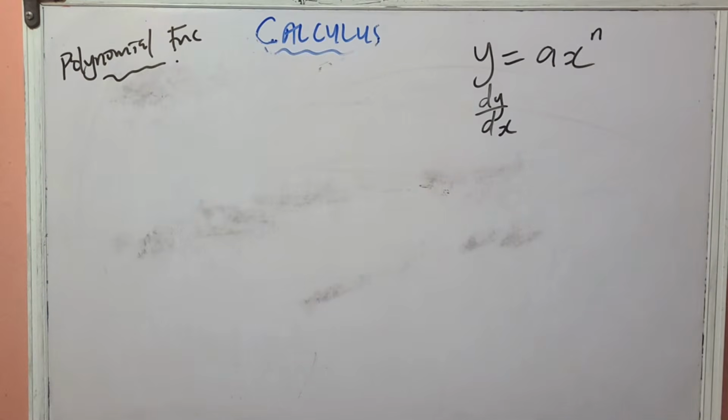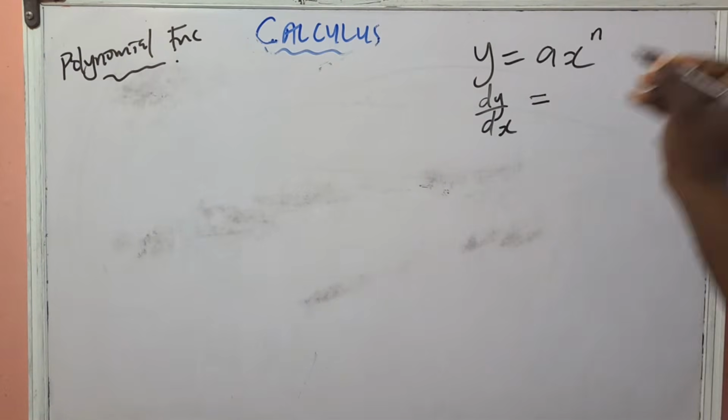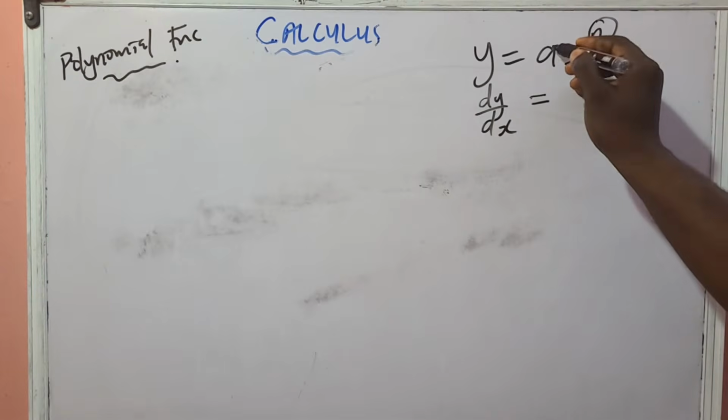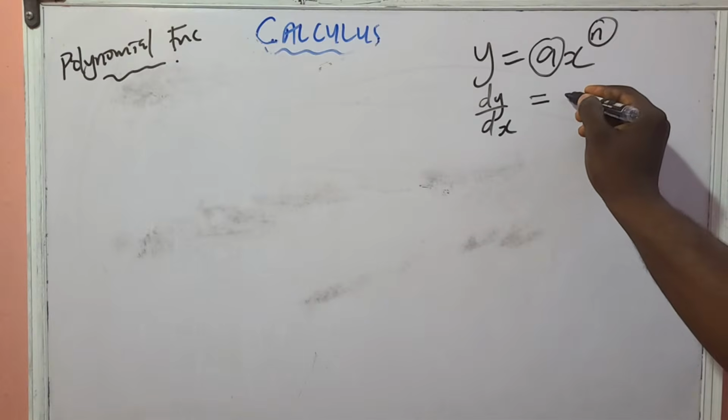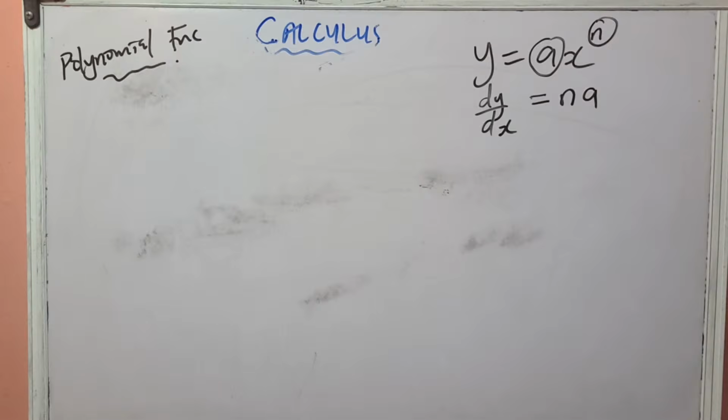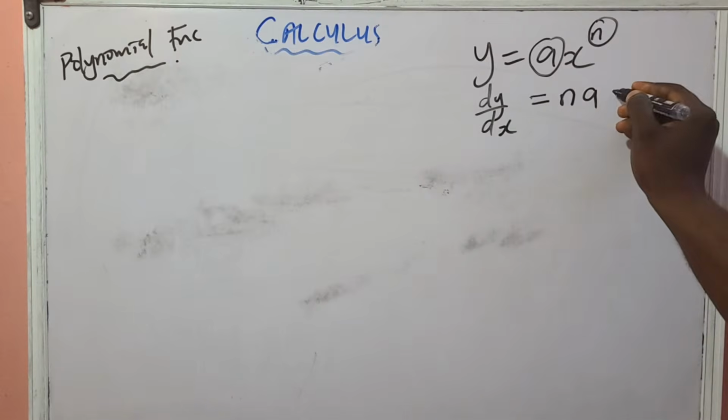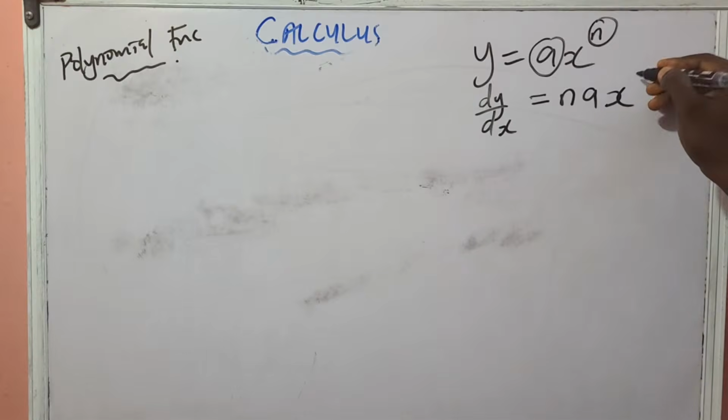Now, how do we go with differentiating polynomial functions of this form? Well, it's quite very simple. You see this power here, you'll be multiplying it with this coefficient of x. So in this case now, you'll be having n times a. And then you'll be having x raised to power n, you subtract 1 from the power. So this is the general rule, which I'm sure you quite understand this already.